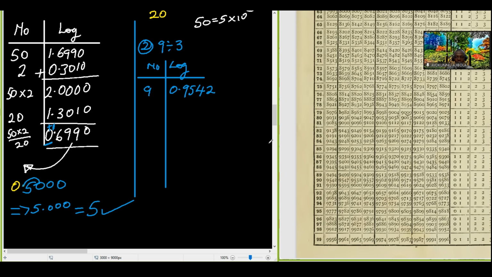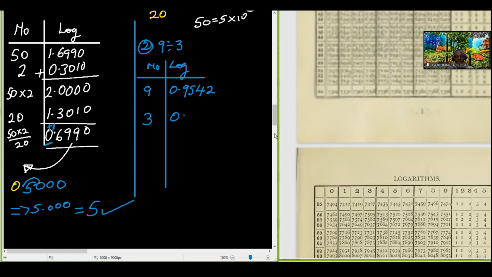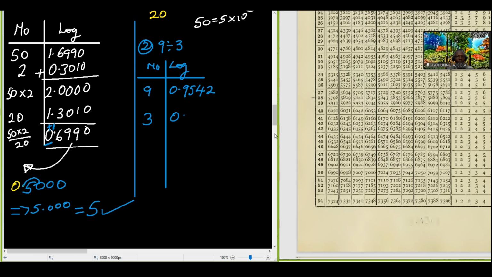Then the next one is 3. So the characteristic is also 0. Is that clear? Yes, sir. Good. But here, I'm going to check 30 under 0 because we can't find log 3. So this will be 30 under 0. If you check 30, that is 4771.